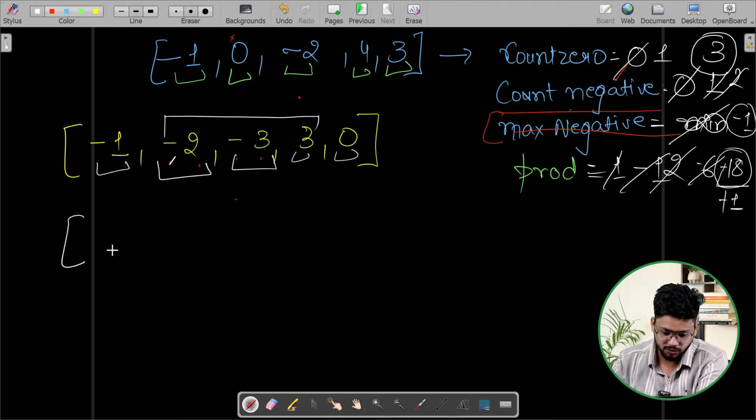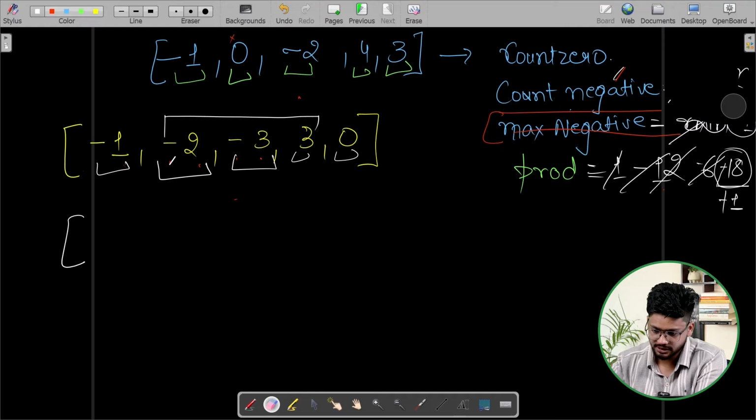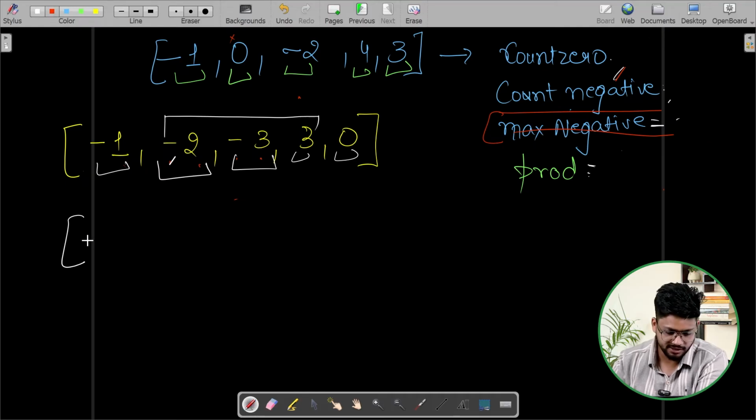Now let's take one more edge case, that is going to be, if our array is having -1, 0, 0, 0.